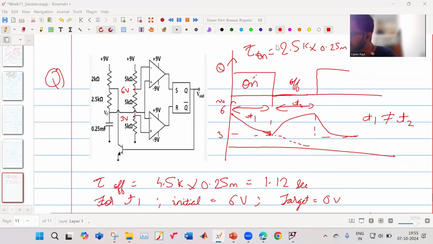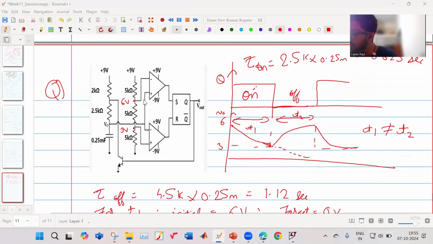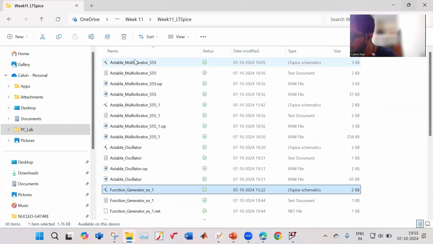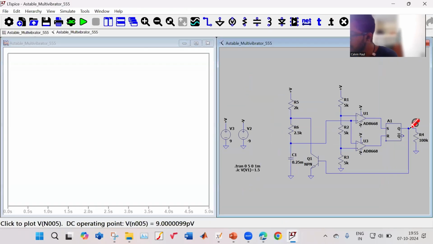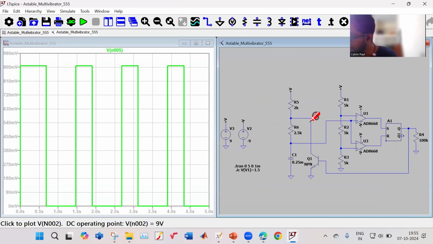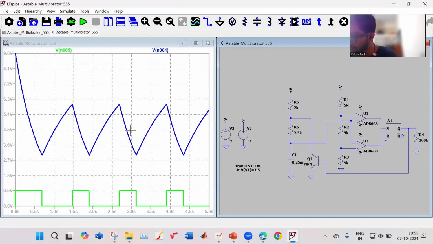So, these are your bands. Let me just show the simulation so you can understand. So this is the same simulation. You see, this is the ON/OFF signal, and this is your VC. So your VC is changing between 3 volt to 6 volt, 3 volt to 6 volt, 3 volt to 6 volt.